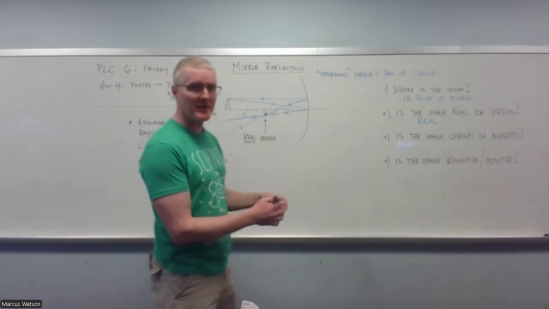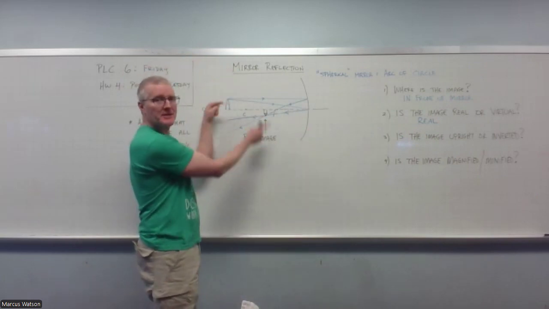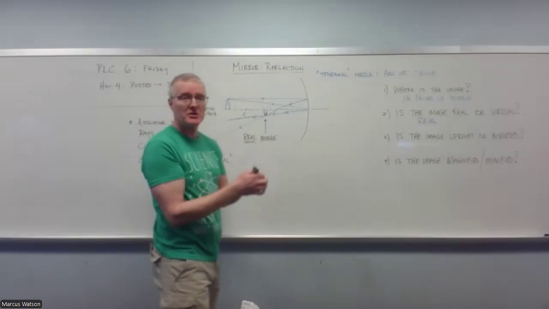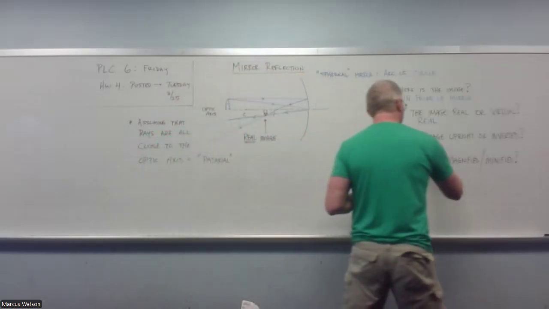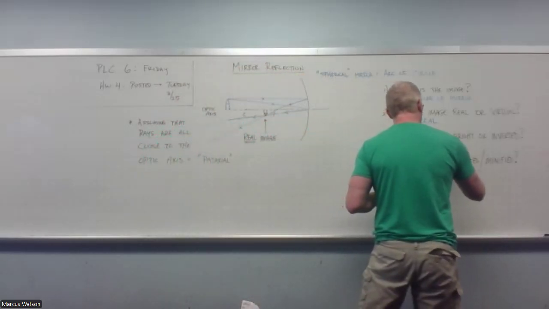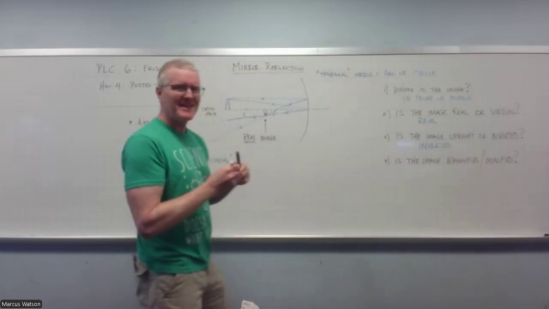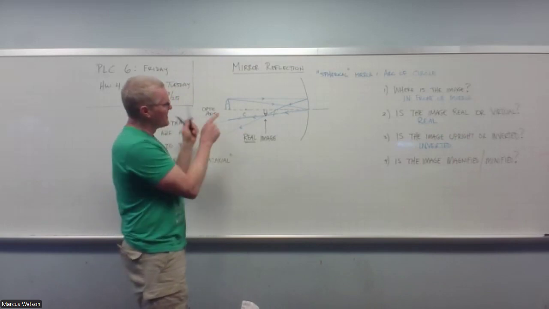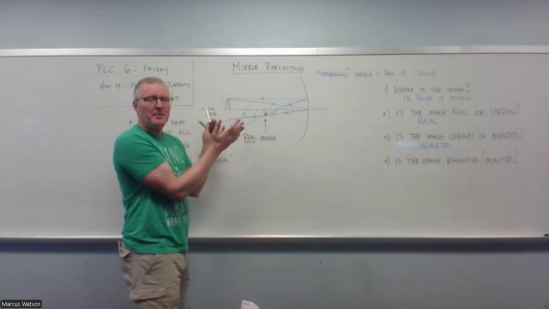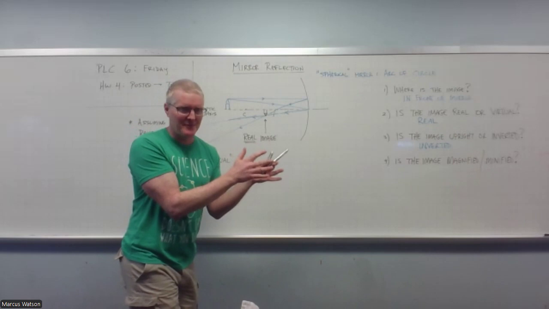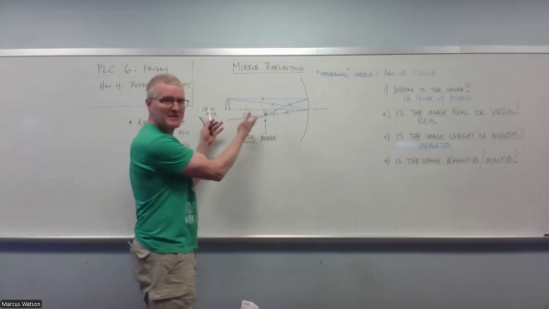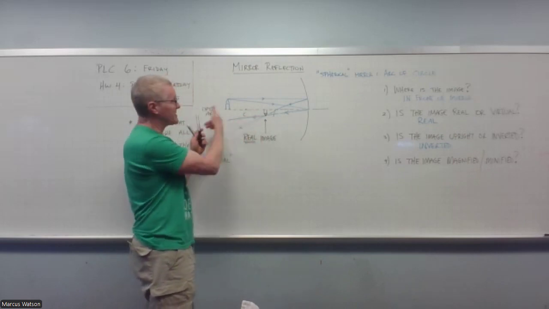Is it upright or inverted? This one has the opposite orientation of the object, so it is inverted. And we'd ask the question, is it magnified or minified? This is a tough one to sometimes see from your ray diagram, but this is minified from my ray diagram. This is a minified image.